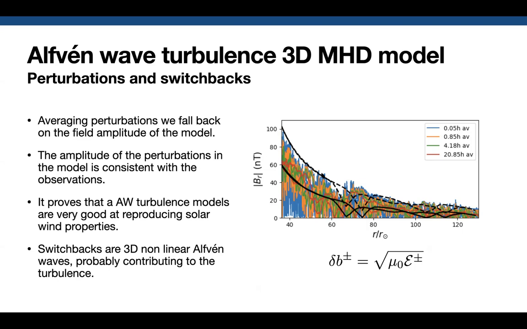consistent with the data, but also that the switchbacks that probably are part of the solar wind turbulence, because there is an energy budget argument here. We need this amplitude to power the solar wind at this level. So if we find switchbacks to be at the right level, then it means that they are contributing to the solar wind turbulence in some sense.